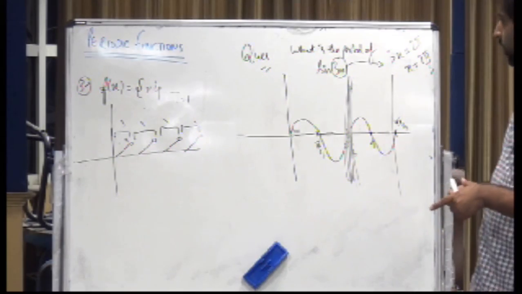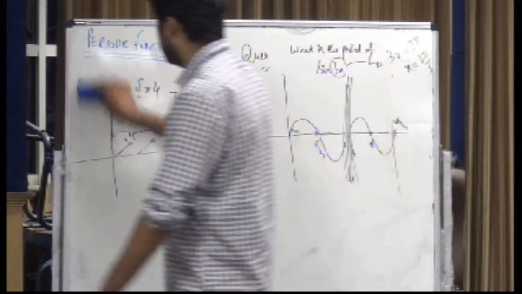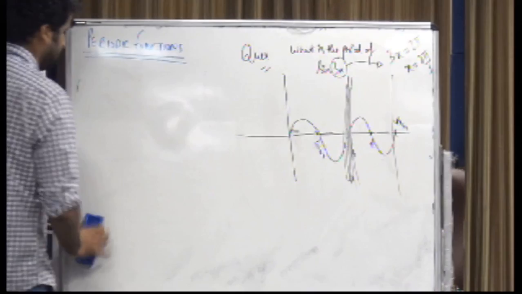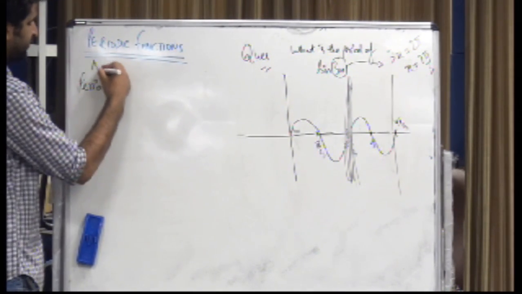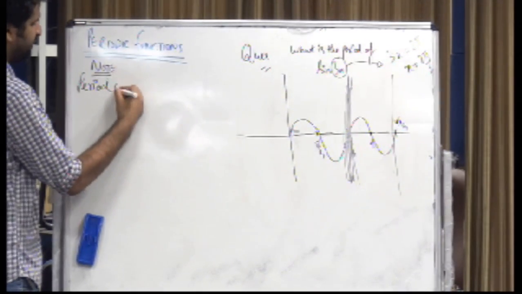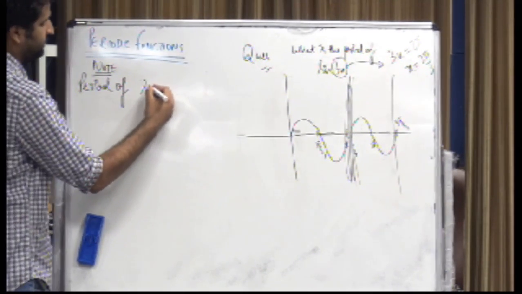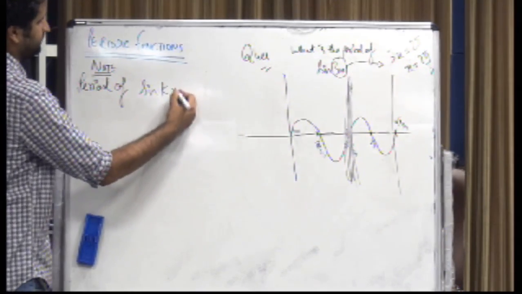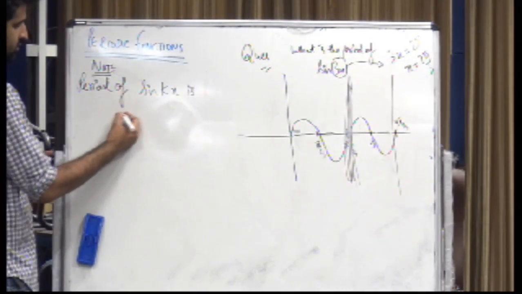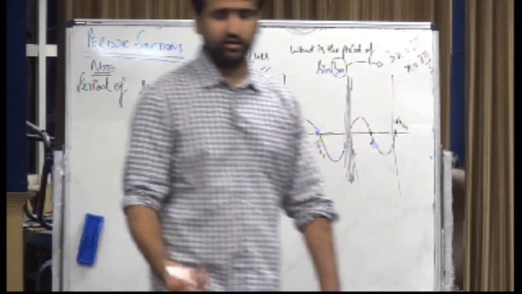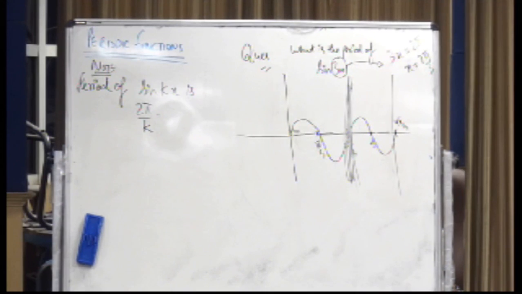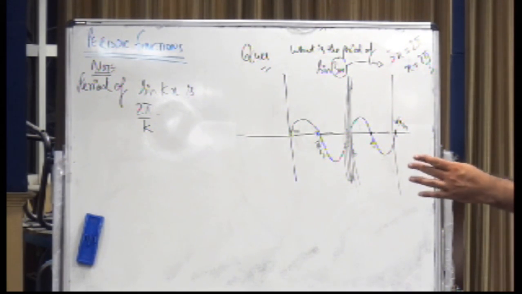Okay. Or you can remember this as a formula. Write this down as a note: the period of sine of kx is 2 pi by k. The period of sine of kx will be equal to 2 pi by k. Like if I had sine of 7x, the period would be 2 pi by 7. Because the graph is getting squeezed.